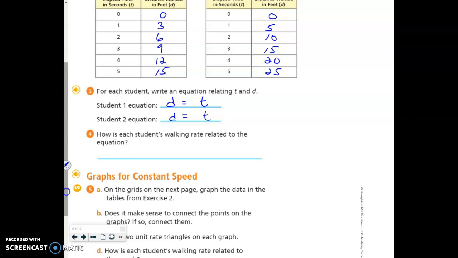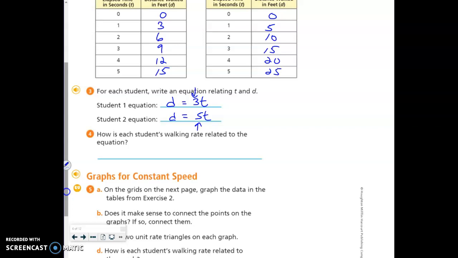What we do know, the part that we do know, is what we call the coefficient, or the answer to the next question, which says, how is each student's walking rate related to the equation? Okay, well, their walking rate is going to be 3 for student 1 times the amount of time he walked. Student 2 is going to be a 5 times the amount of time, the amount of seconds he walked. All right, so these numbers out front, if you remember back a few lessons, we talked about those standing for the term coefficient. So that is the coefficient in our equation. Then I just simply need to take a number from the T column and plug it into the equation to figure out what the D would be.